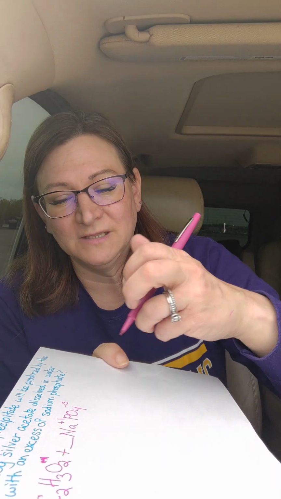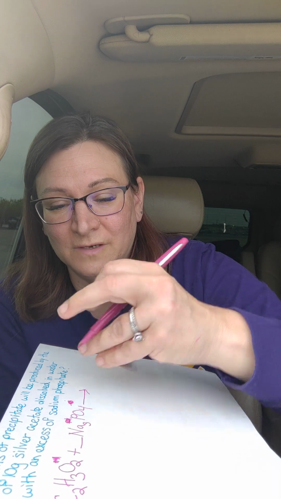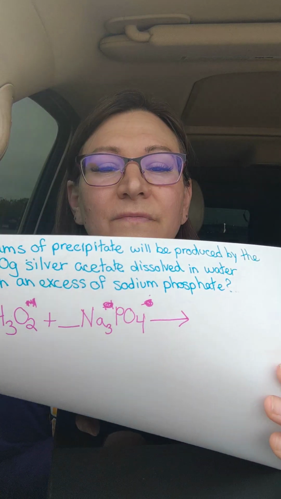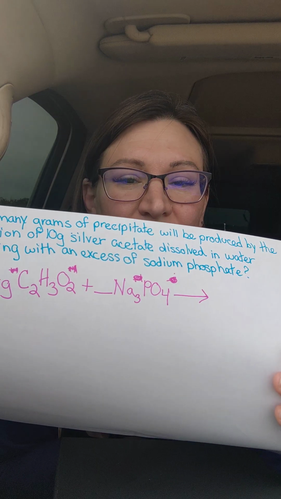Then we're going to take that subscript from the phosphate and drop it in front of the sodium, and then we're going to scratch that out. The sodium is just +1, so there's no subscript on the phosphate, so then we are left with sodium 3 phosphate with no subscript.